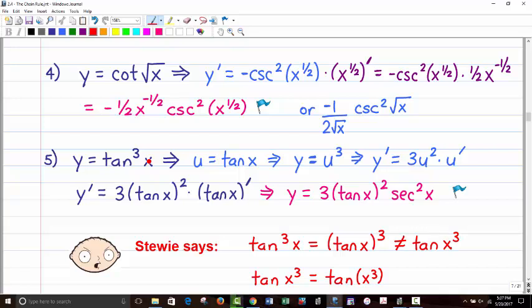Now, if you have something other than x, that's when we have a secondary chain rule process to this. The chain rule will extend one more step. But anyway, that's your clue: if the trig function is raised to the third.